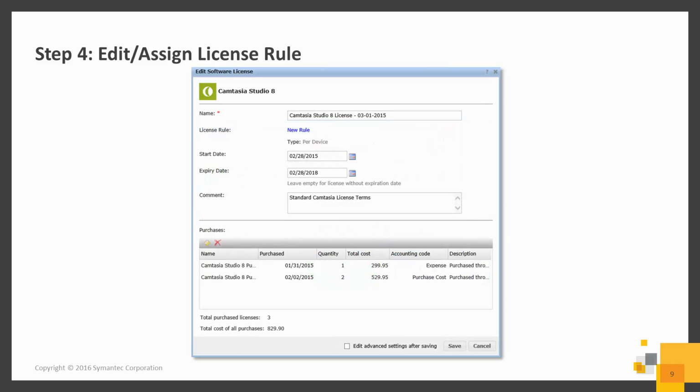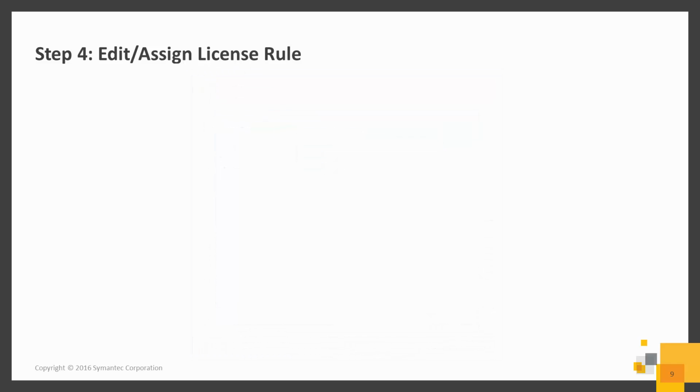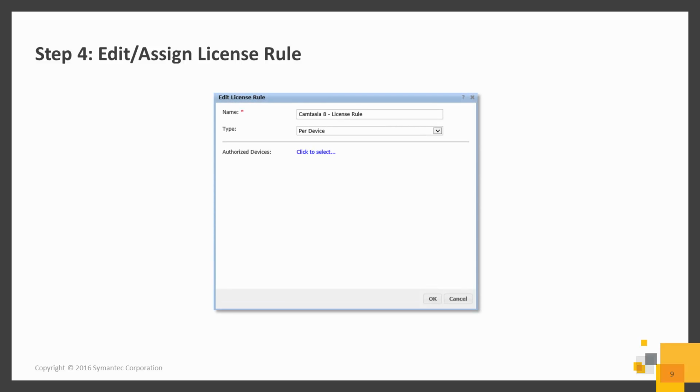Once you are in the Edit Software License page, you can select the license rule link to edit or create the rule. The three main base types that can be applied to the license rules are per device, per user, and processor core. The per device license rule specifies the devices that should be calculated within a software license. You can use this option if your licenses are consumed by the number of installations. In this case, one installation would consume one license.